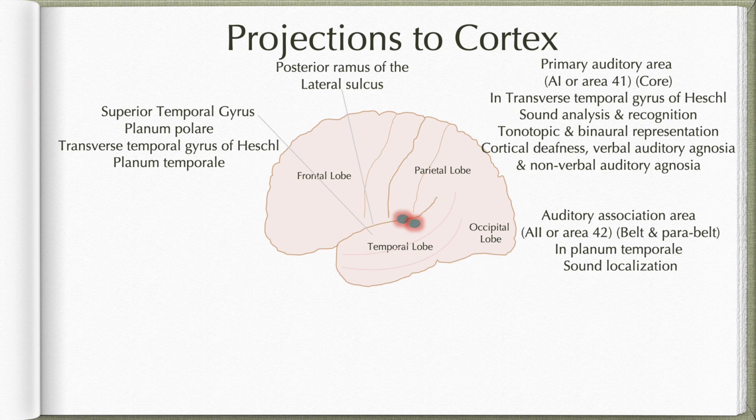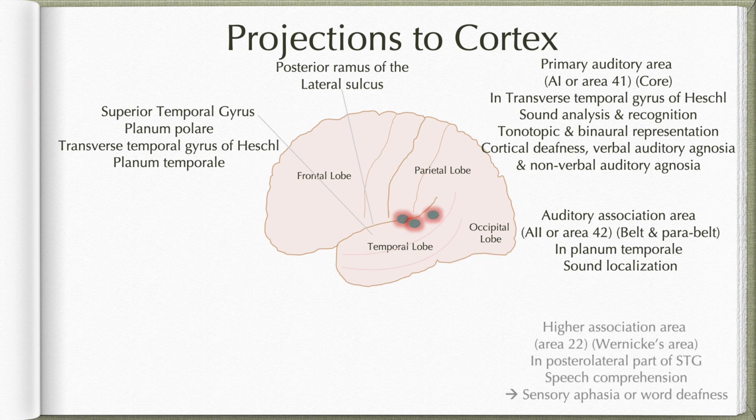Further posteriorly on the superolateral surface of the superior temporal gyrus, we have area number 22, or Wernicke's area. This is the higher association area for the auditory pathway. Now this is involved in speech comprehension, wherein we understand the meaning of the spoken speech. So a lesion to this area will result in sensory aphasia or word deafness, that is, the patient is unable to understand the spoken speech. If it is written, he understands, but when it is spoken to him, he cannot make sense of it.